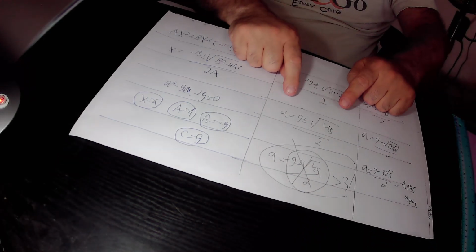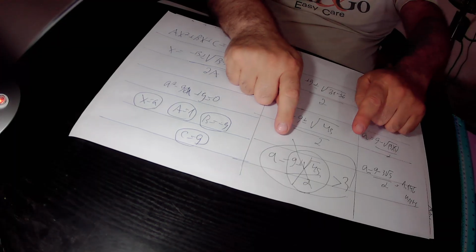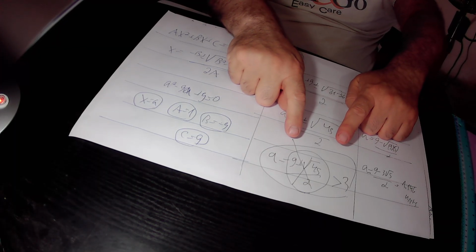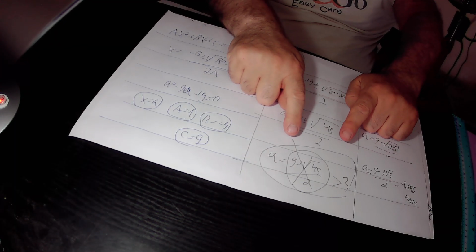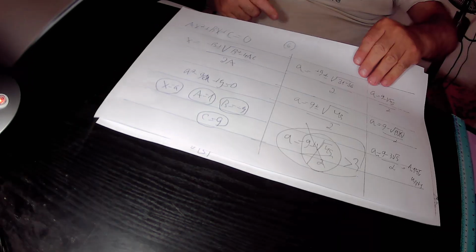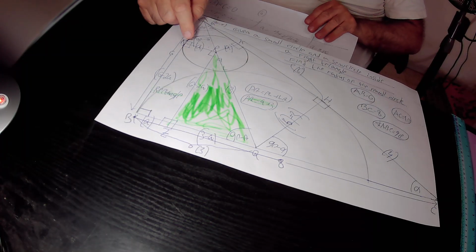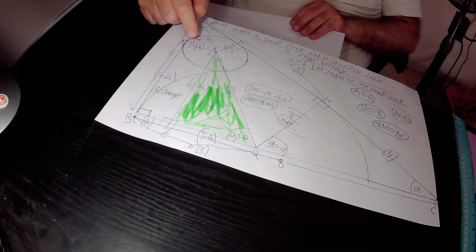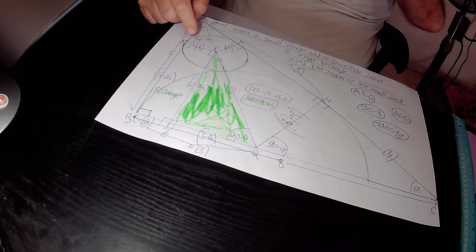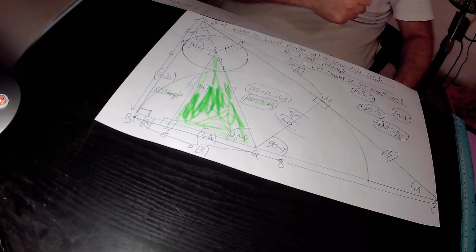So here we have two possible solutions for a. The first solution is that a equals 9 plus square root of 45 over 2. But 9 plus square root of 45 over 2 is greater than 3. So according to the first solution, the radius a of this small circle is greater than 3 units. But it is impossible that the radius a of this small circle is greater than 3 units, because the radius of this big semicircle equals 3 units.